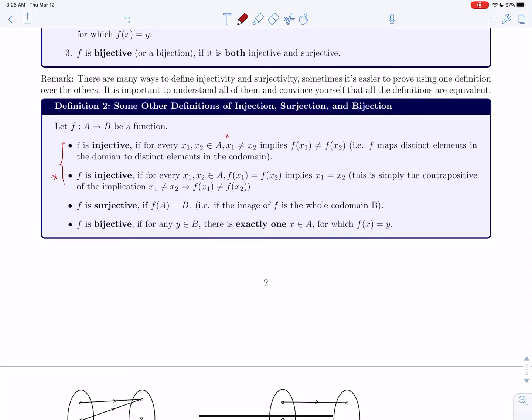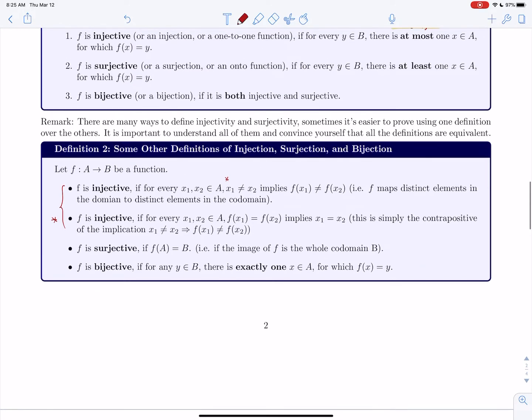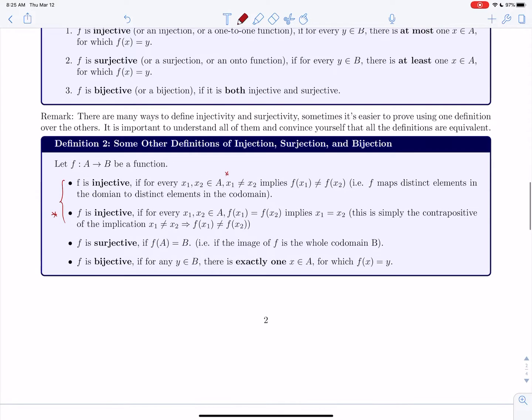For surjectivity, it means your image equals the codomain, but the other definition is that for all y in B, which is your codomain, there exists x in your domain such that f(x) equals y. This is the one we use most commonly, so please make sure you know this definition as well.